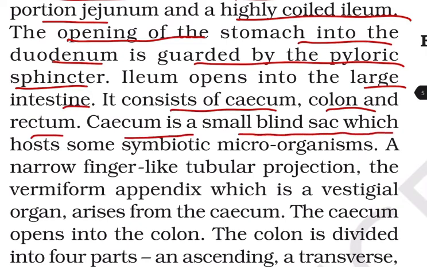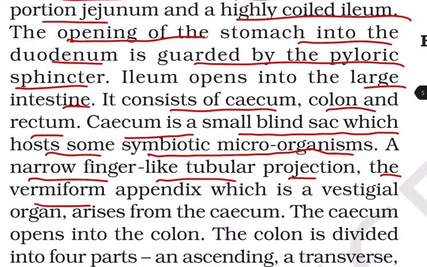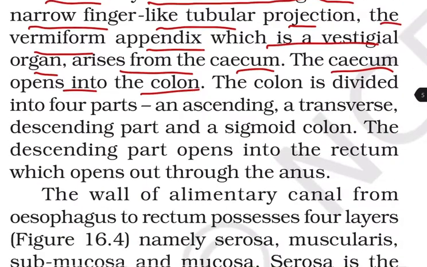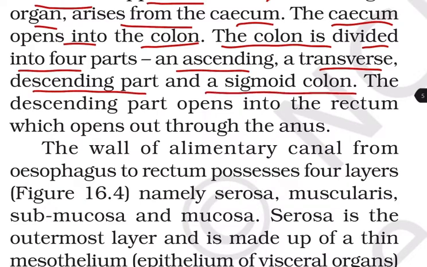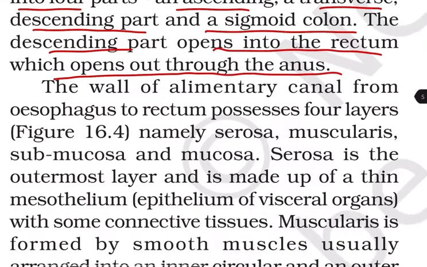The cecum is a small, blind sac which hosts some symbiotic microorganisms. A narrow finger-like tubular projection, the vermiform appendix, which is a vestigial organ, arises from the cecum. The cecum opens into the colon. The colon is divided into four parts: an ascending, a transverse, a descending part, and a sigmoid colon. The descending part opens into the rectum, which opens out through the anus.